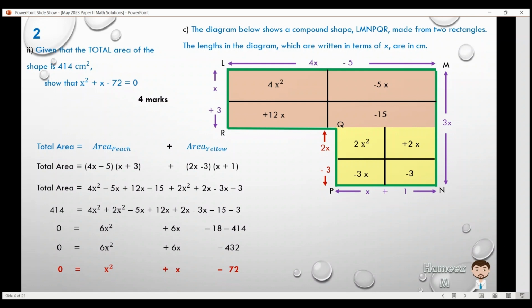So let's repeat the question. Given that the total area of the shape is 414 centimeters squared, show that this quadratic is equal to 0. And we have just done that. So when we have completed a proof, we can now write QED to show that we have completed it, which means quod erat demonstrandum in Latin, or we can draw a square.